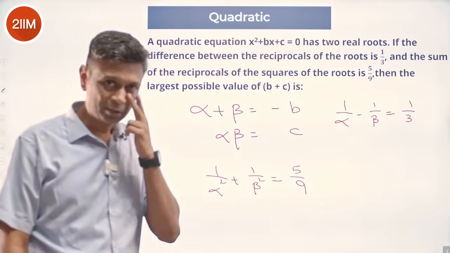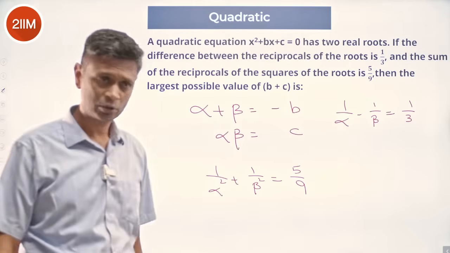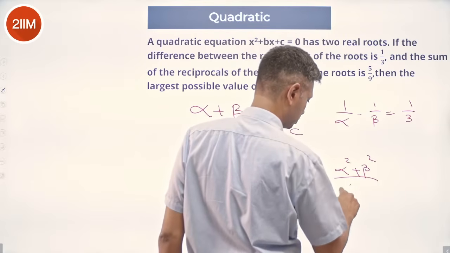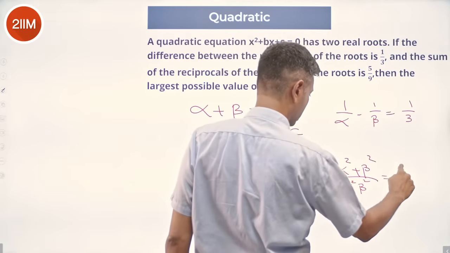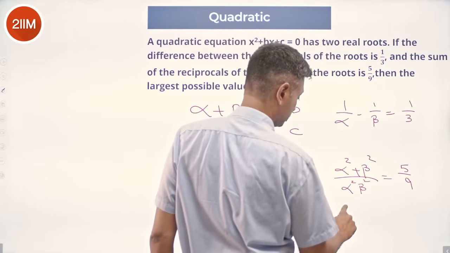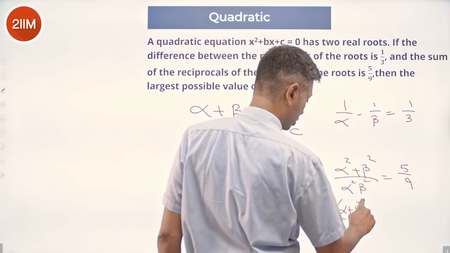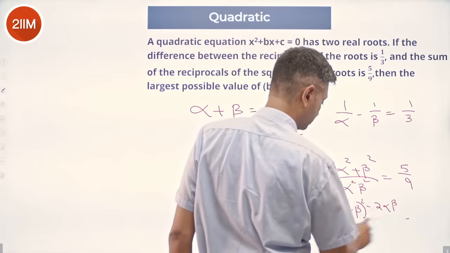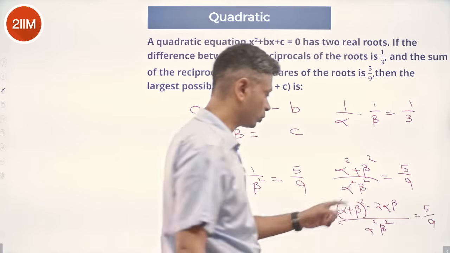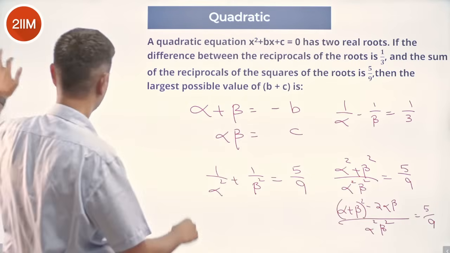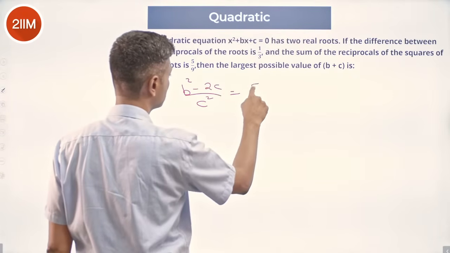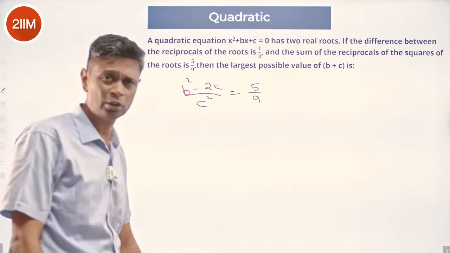I can work with this better because it can be simplified in these terms. So this becomes alpha square plus beta square by alpha square beta square is 5 by 9. Alpha square plus beta square is alpha plus beta the whole square minus 2 alpha beta. So alpha plus beta the whole square minus 2 alpha beta by alpha square beta square is 5 by 9, which is b square minus 2c by c square equal to 5 by 9.